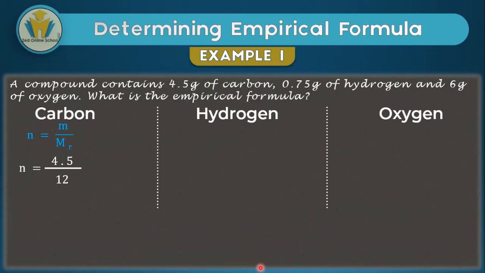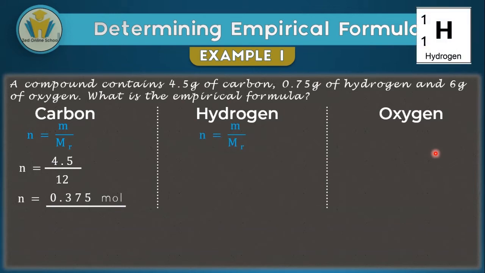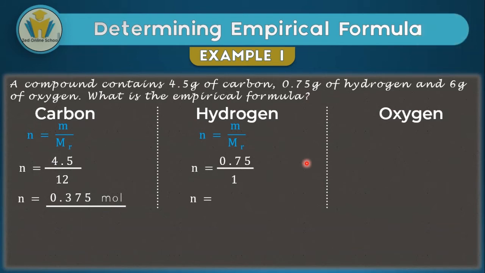It will be very advantageous if you follow along, get a piece of paper and your calculator, and do these calculations too. Like that, you even learn better. Let's do the same for hydrogen. The mass has been given as 0.75. We're going to divide by 1 because that's the relative atomic mass of hydrogen, and n will be 0.75. We divide any number by 1, we just have that same number.